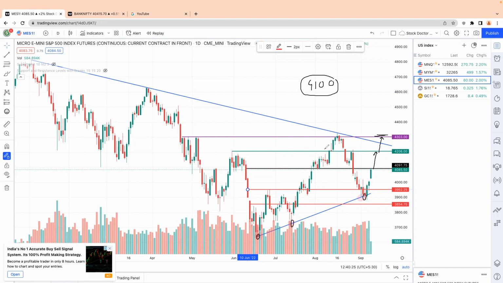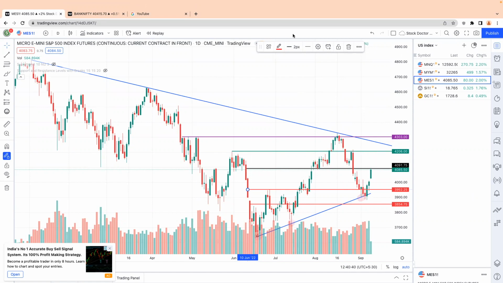So this is the simple candlestick pattern analysis which is saying that 4300 is the ultimate level which we need to watch for to come out of the bear market. Okay, so this is about the upside.